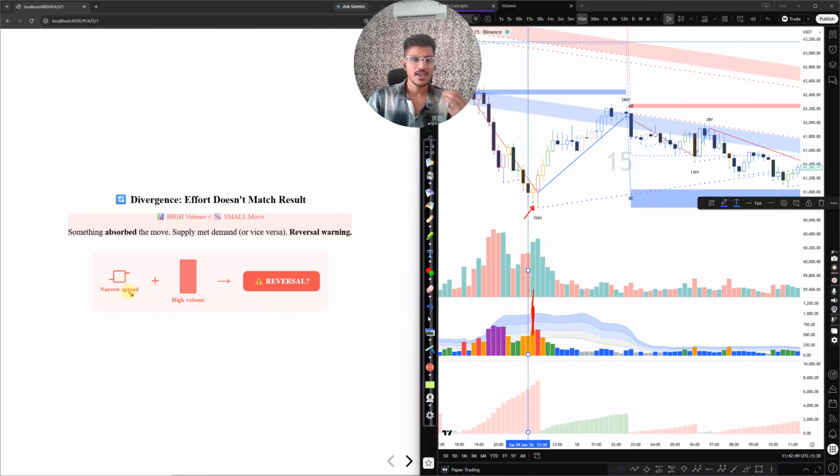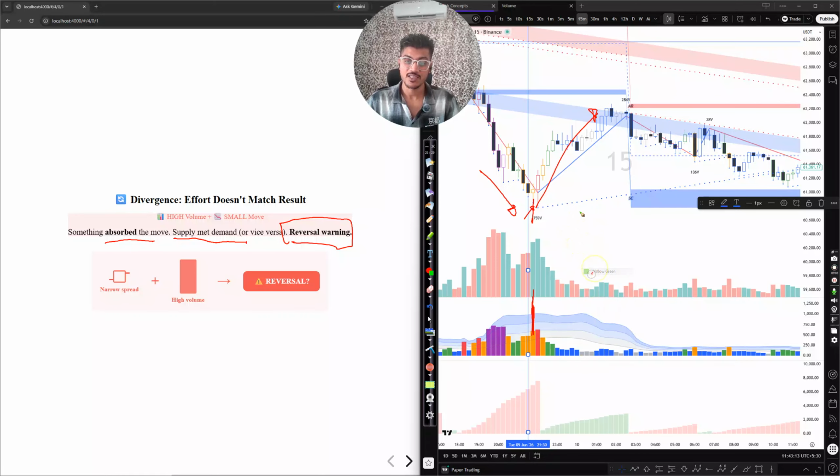What it shows is that supply absorbed the move. It was going down, but something absorbed the move, meaning supply is meeting the demand. That's definitely happening here. And this is one of the best signals for reversal warning, and we can see from that point onwards the market just goes up.